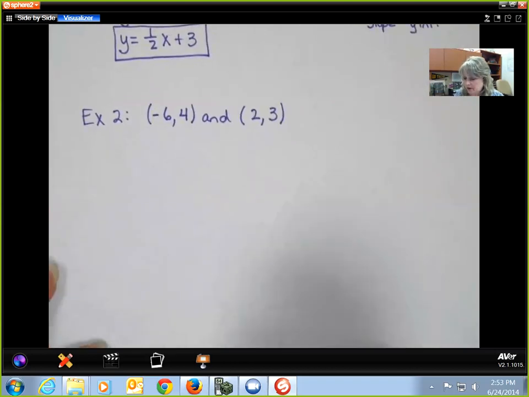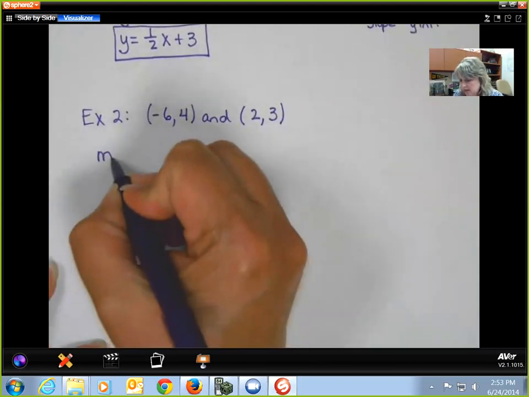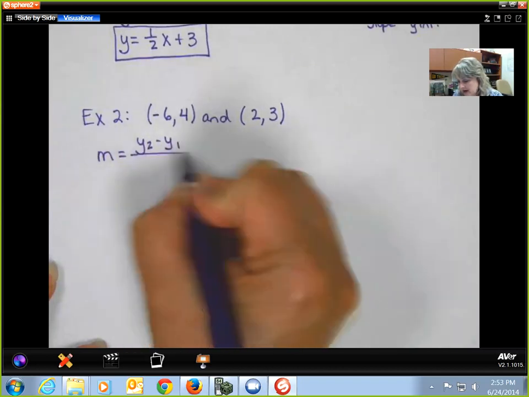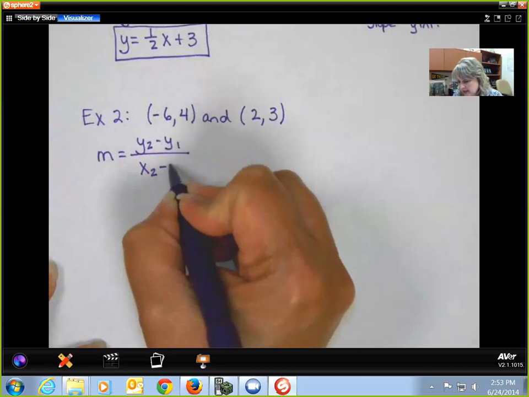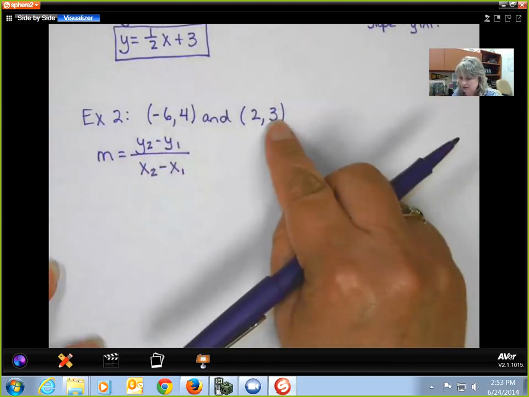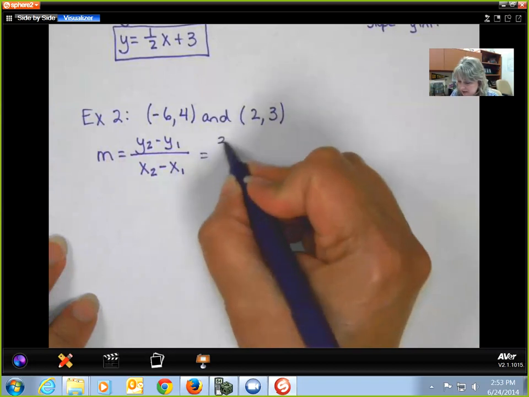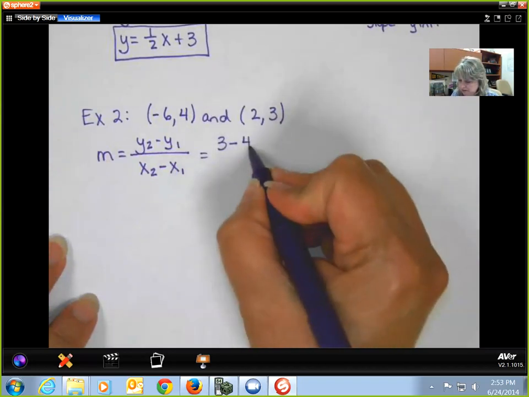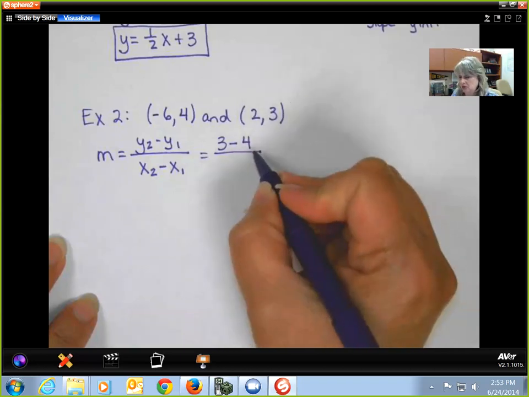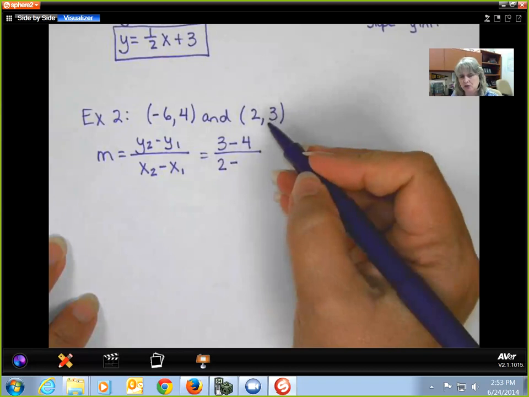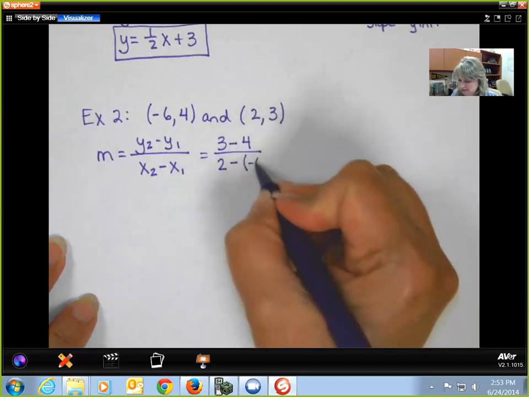All right, so remember our formula for slope. m equals y sub 2 minus y sub 1, all divided by x sub 2 minus x sub 1. So again, you're taking the second y value, which is 3, and you're subtracting the first y value, which is 4. On the bottom, you're taking your second x, which is 2, and subtracting your first x, which is -6.